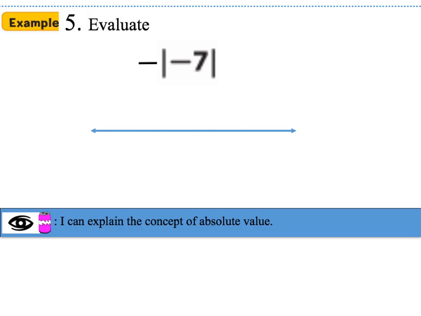So example 5 says to evaluate. This one looks similar to problem number 3. However, they have an opposite or a negative symbol on the outside of our absolute value symbol. So before we move on to this problem, let's ignore the outside first, but come back to it later. Because they want me to find the opposite of whatever is inside of my absolute value symbol. So think about that. The opposite of whatever's inside.